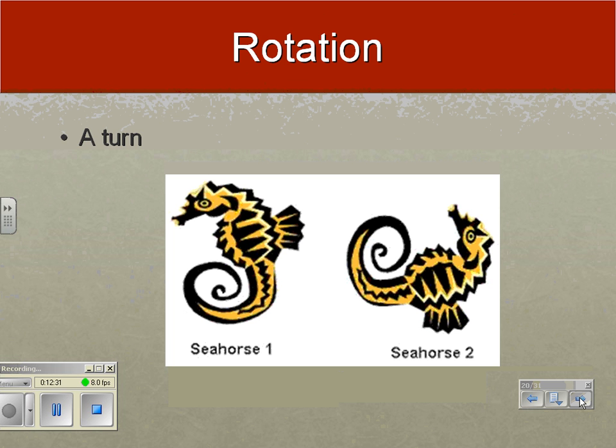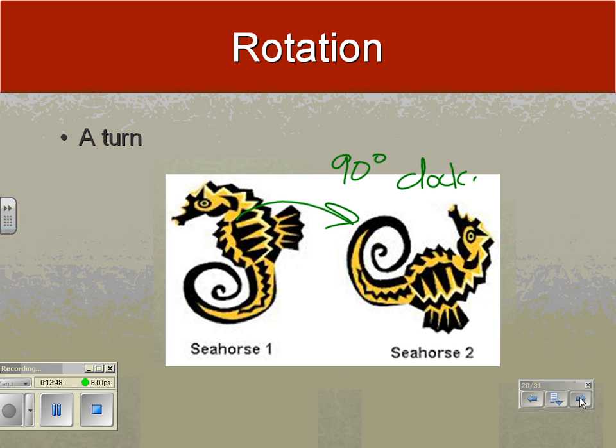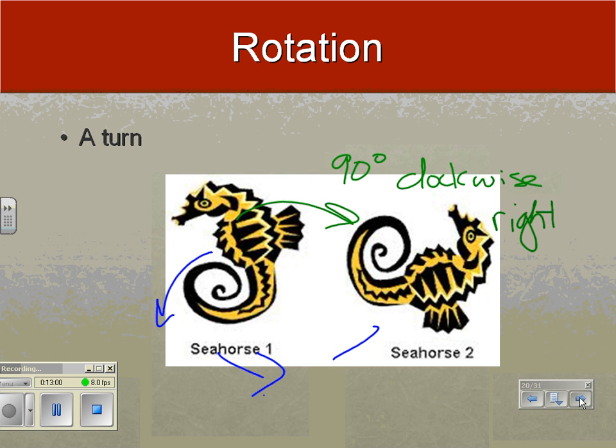All right, rotations again. We're going to talk about specifically how something rotates, or the degree by which it rotates. In this example, we could say that the seahorse rotates 90 degrees clockwise, or to the right. Or we could say that the seahorse rotates 1, 2, 3 times and to the left. So 3 90-degree turns would be 270 degrees counterclockwise.